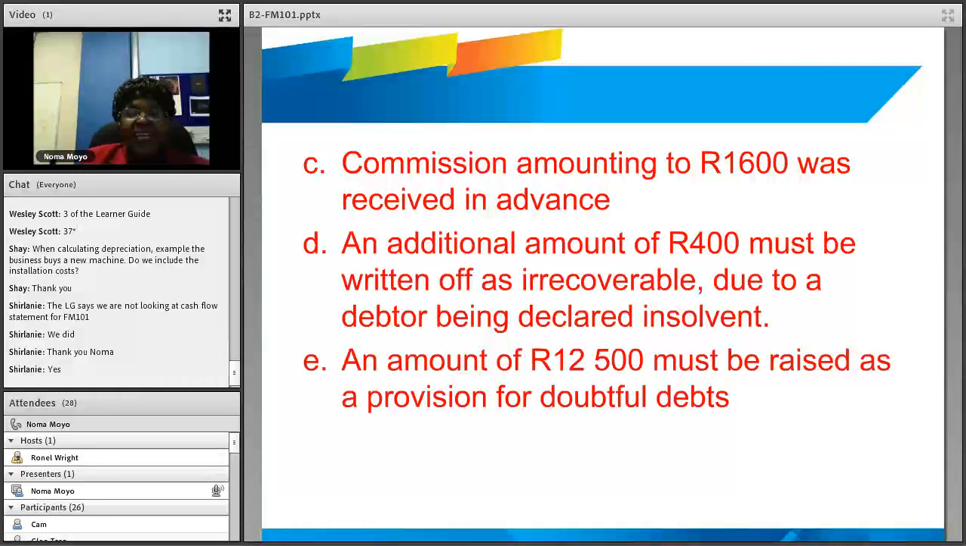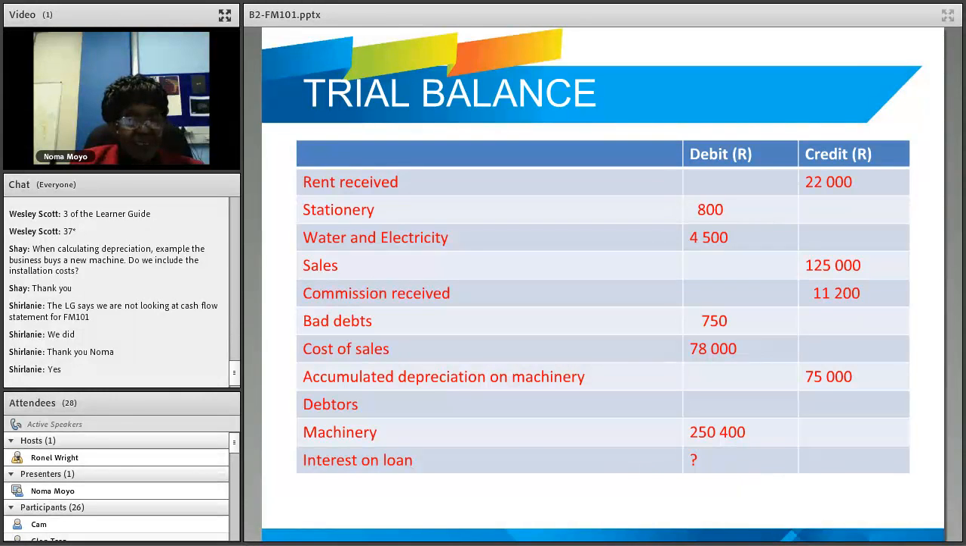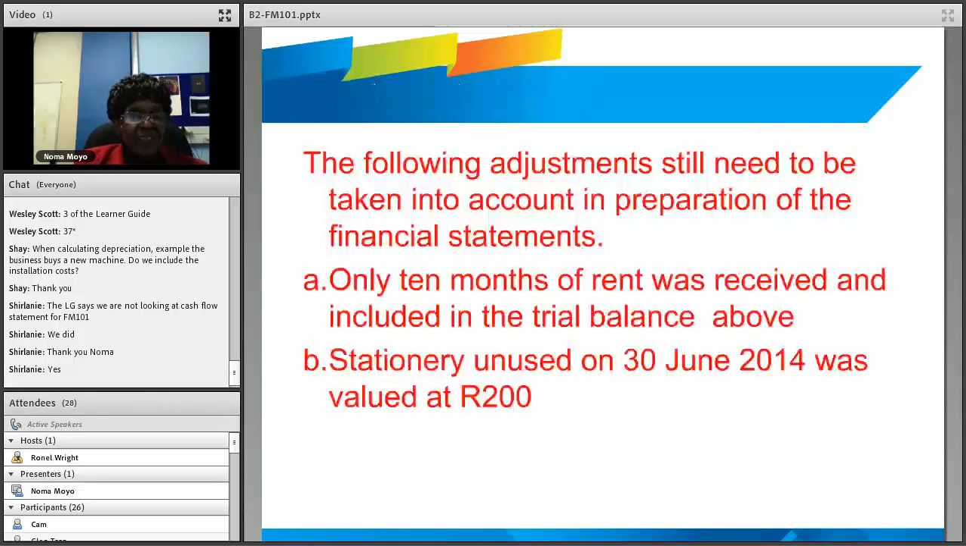Then D, an additional amount of 400 must be written off as irrecoverable due to debtor being declared insolvent, which means it's a bad debt. Already with bad debts, which were 750, now in our profit and loss account we are going to have 750 plus 400. Our bad debts have increased.